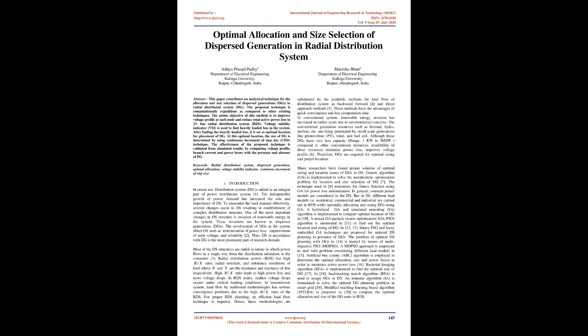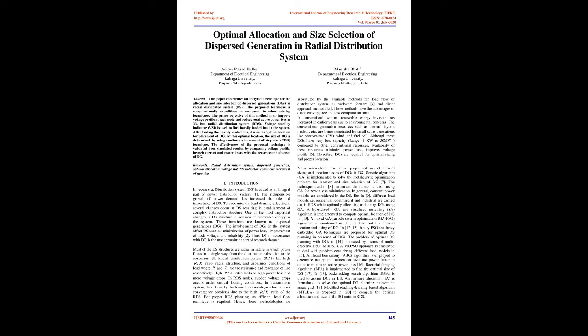Introduction. In recent era, distribution system, DS, is added as an integral part of power distribution system 1. The indispensable growth of power demand has increased the role and importance of DS. To encounter the load demand effectively, several changes occur in DS resulting in establishment of complex distribution structure. One of the most important changes in DS structure is invasion of renewable energy in the system. These invasions are known as dispersed generations, DGs. The involvement of DGs in the system affects DS, such as minimization of power loss, improvement of node voltage, and reliability too. Thus, DS in accordance with DG is the most prominent part of research domain.